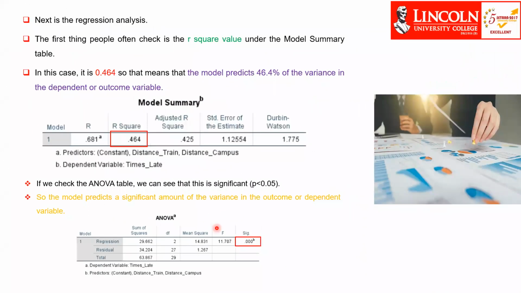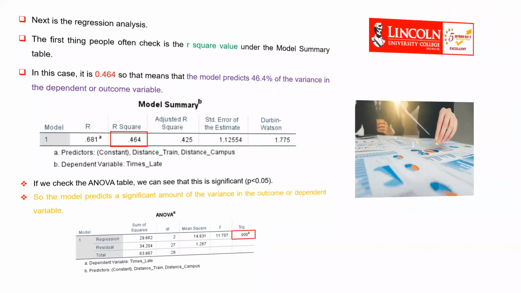Okay, so now this is done. Next is the regression analysis itself. The first thing people often check is the R-square value under the model summary. In this case, it is 0.467. That means the model predicts 46.7% of the variance in the dependent or outcome variable. If we check the ANOVA table, we can see that this is significant because we have 0.000. So the model predicts a significant amount of variance in the outcome or dependent variable.